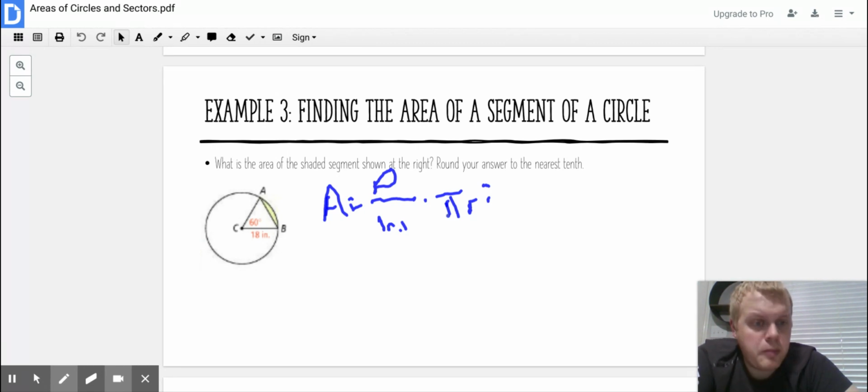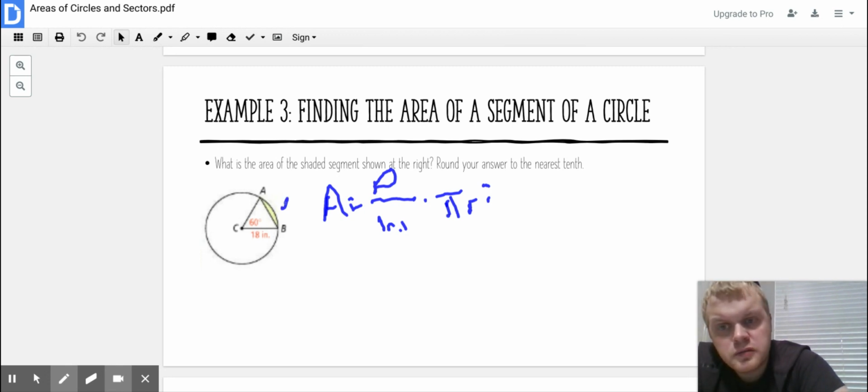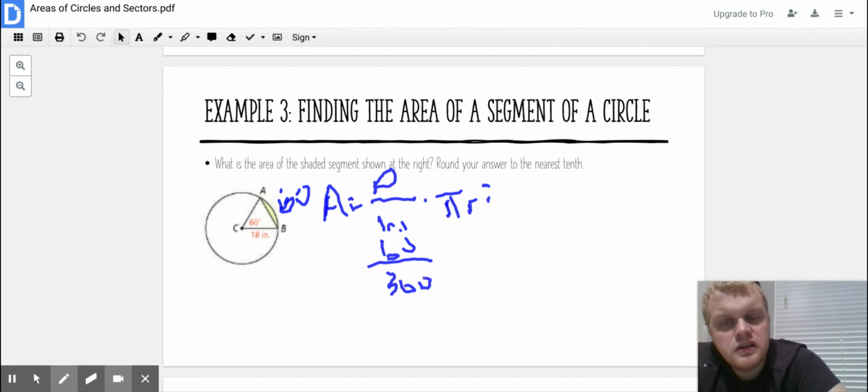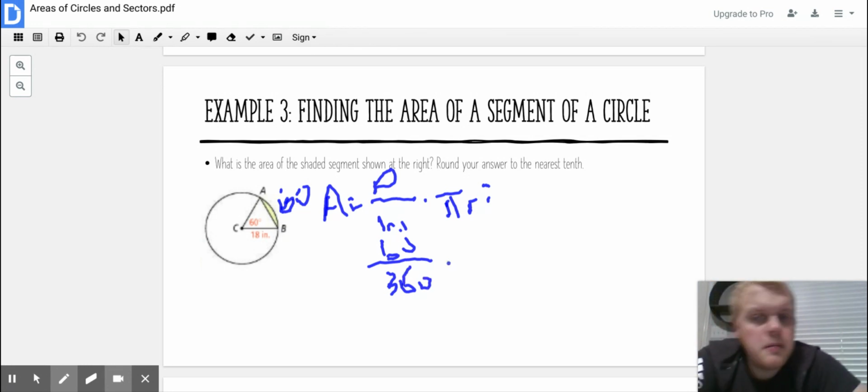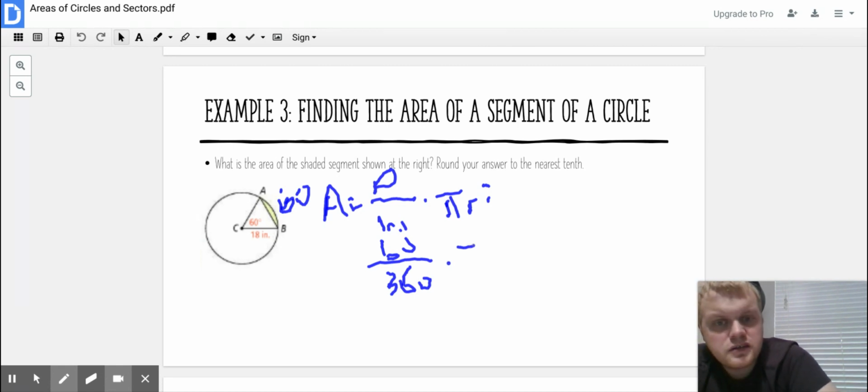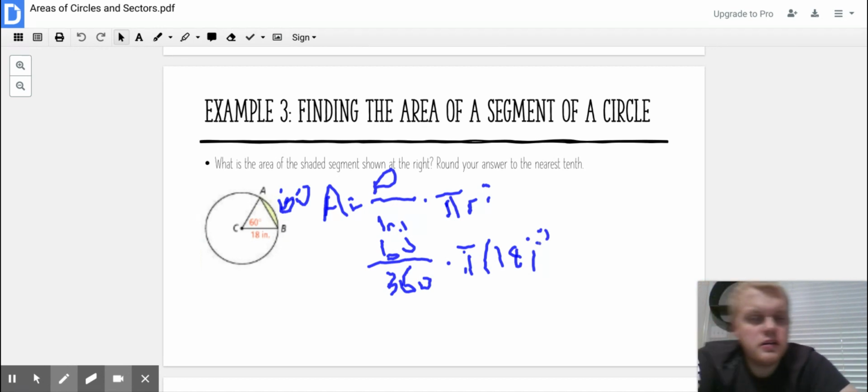So again, the part over whole. Now, if they give us a central angle, remember, central angles go with the arc. So again, those should be the same. So if that central angle is 60, that means that this arc will also be 60 as well. Okay, so part over whole would end up being 60 over 360 times pi r squared. Luckily, they do give us our radius here. The radius here is 18. So pi times 18 squared.